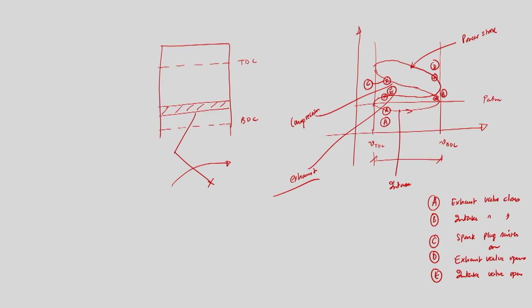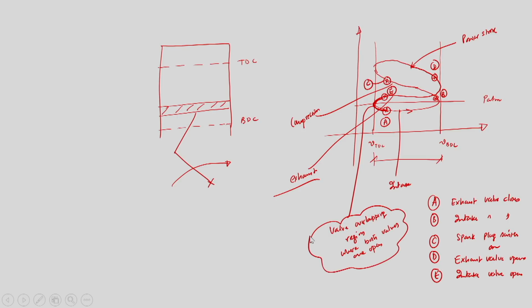Now note that A and E, this is the portion I am highlighting. This portion A, E is known as valve overlap, the valve overlapping region, because this is the region where both the valves are open. Right. So this is known as the valve overlapping region where both valves are open: intake is open, exhaust is open.